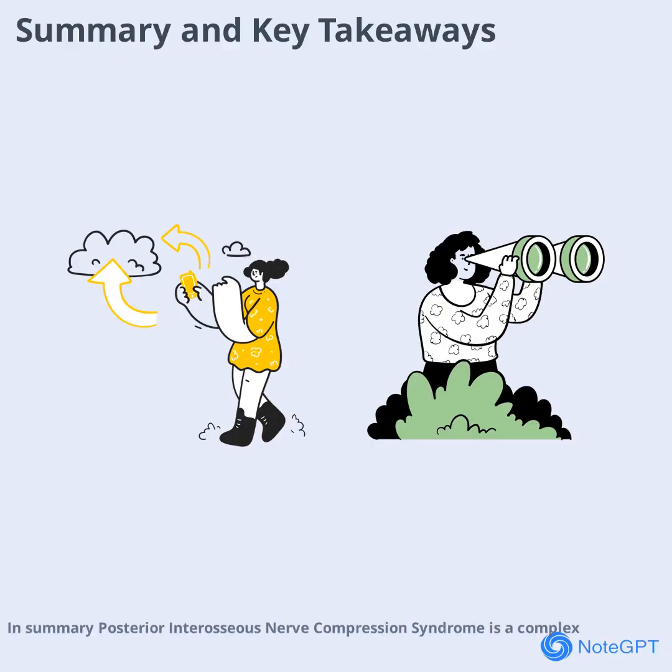Summary: posterior interosseous nerve compression syndrome is a complex condition with multiple potential causes and anatomical considerations. From surgical risks to idiopathic compression sites, understanding the detailed anatomy and common pitfalls is essential for clinicians. Accurate diagnosis relies on a thorough knowledge of the nerve's course, common sites of entrapment, and differentiation from other neurological conditions. By staying informed and vigilant, healthcare providers can improve outcomes for patients affected by this challenging syndrome.